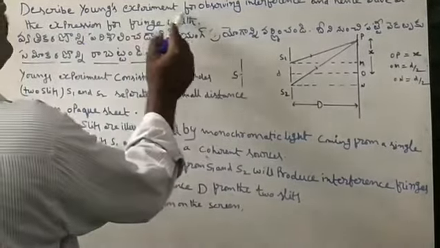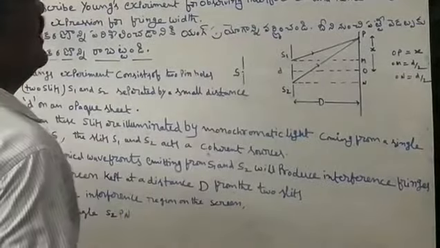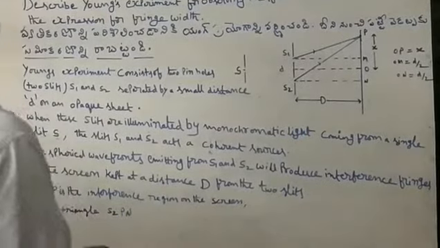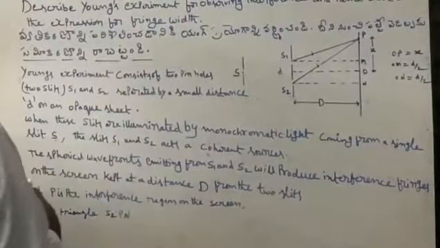Describe Young's experiment for observing interference and hence arrive at the expression for fringe width.